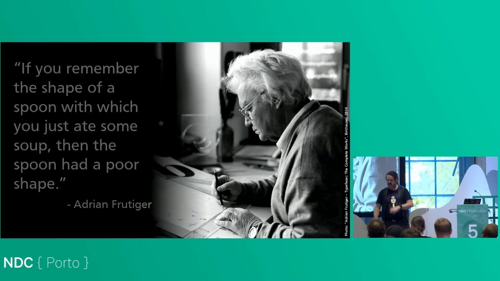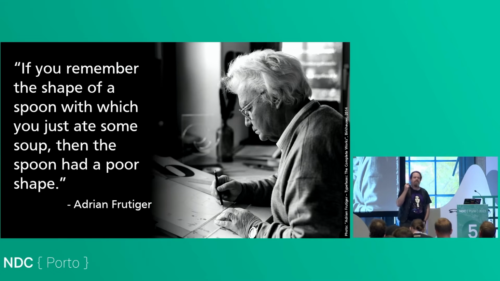He had this quote on it. He said, if you remember the shape of a spoon with which you just ate some soup, then the spoon had a poor shape. And if any of you have ever been like, that's a bad spoon. Like, as a tool, it doesn't really work because it's trying to be pretty. And this was the kind of perspective that he had on that Frutiger typeface.